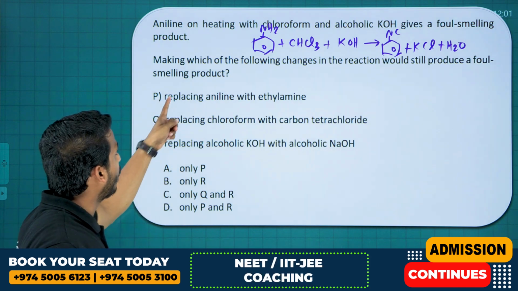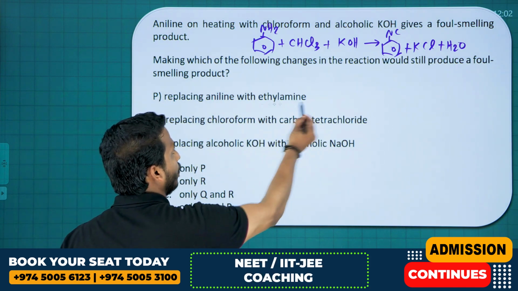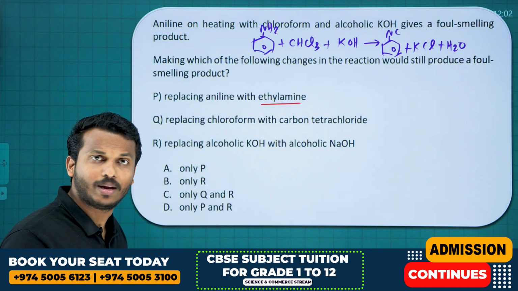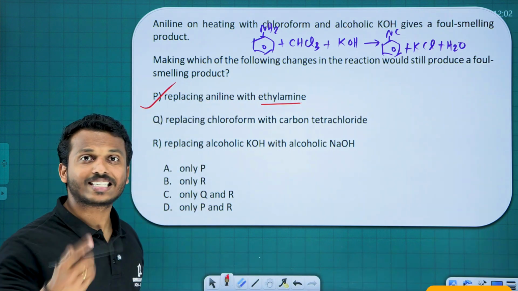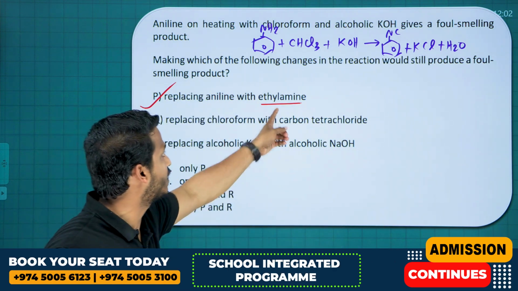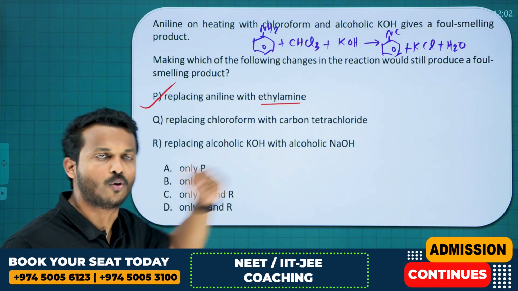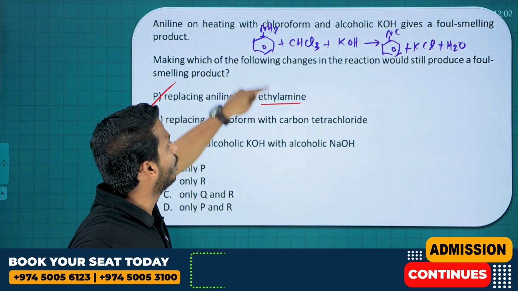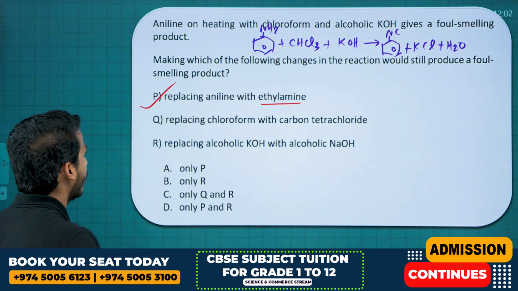Let's see, replacing aniline with ethylamine. Yes, you will get carbylamine. You know, the carbylamine test is given by primary aliphatic and aromatic amines. Yes, it's a primary aliphatic amine. It will give a foul smell. So even if you replace aniline by ethylamine, you will get the foul smell.